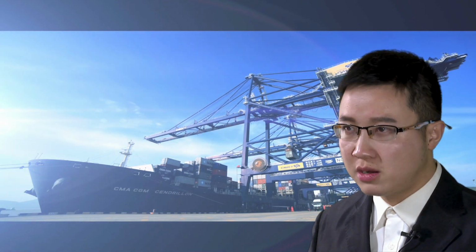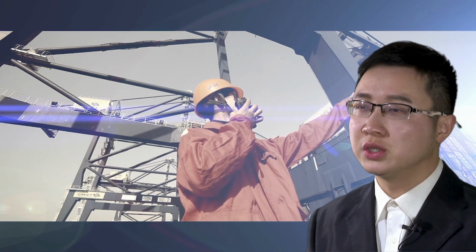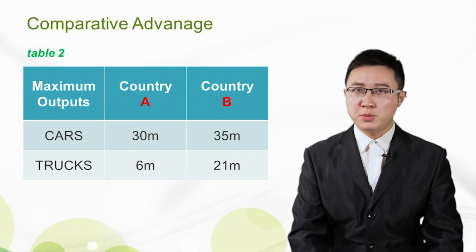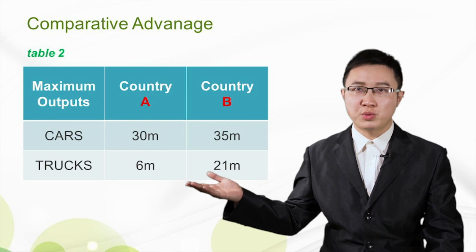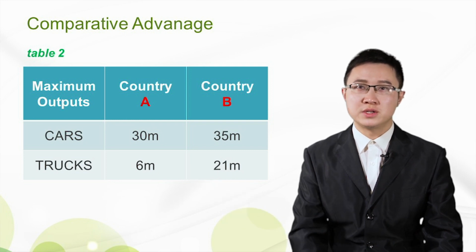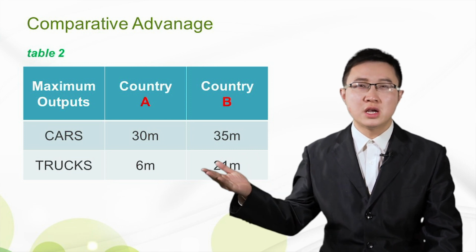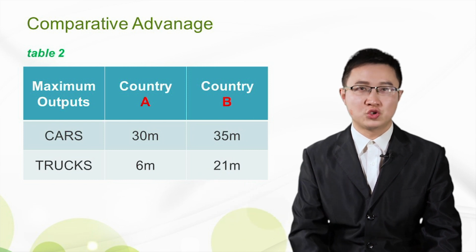In order to help you better understand how the concept of comparative advantage might be applied to the real business world, and why countries benefit from it, here I'd like to show you another example of 2 countries producing 2 goods, motor cars and commercial trucks. From the table, we can see that, using all its resources, country A can produce 30 million cars or 6 million trucks, and country B can produce 35 million cars or 21 million trucks. This can be summarized in a table.